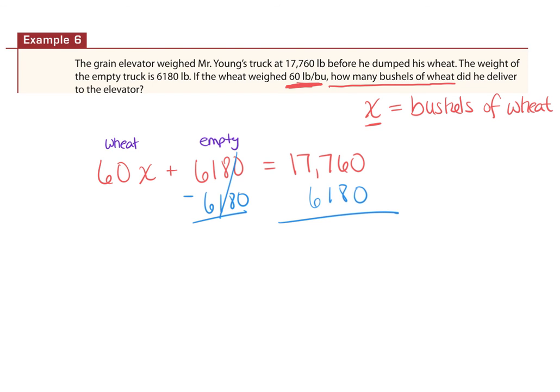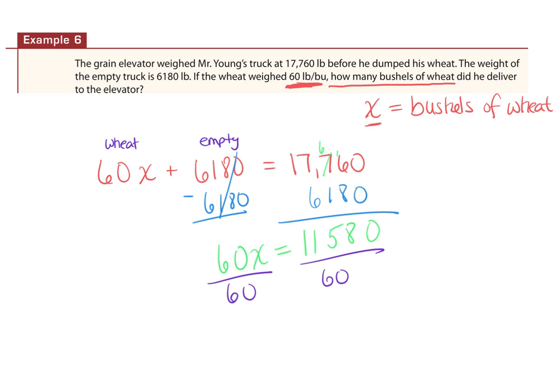You can do your subtraction here. We're going to have to borrow here. 0 goes down. 16 minus 8 gives us an 8. 6 minus 1 gives us a 5. 17 minus 6 gives us an 11. What's my last step here? Divide by what? 60. Divide by 60.